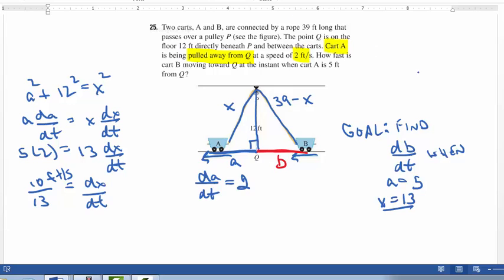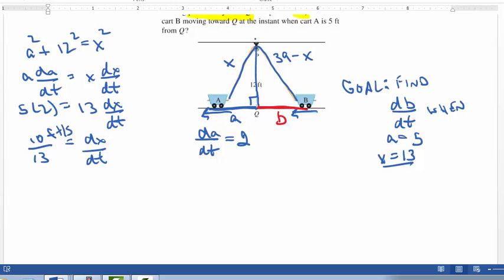And now think about this. There's a couple of different ways to look at this. You know that this is all attached, right? This rope, this is one rope. So if x is getting bigger at a rate of 10/13 feet per second, that means that this remaining portion of the rope is actually getting smaller at the same rate. So we know that the derivative here of 39 minus x with respect to time is going to be negative 10/13.